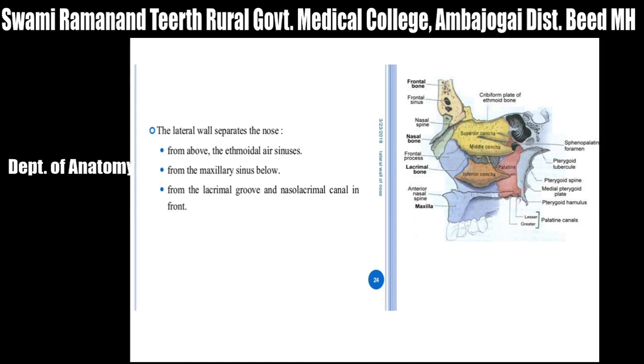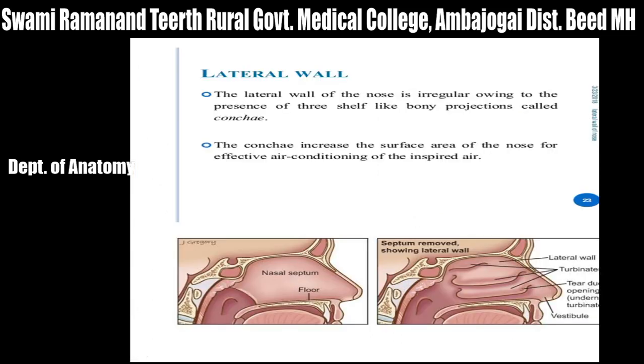Then next is the lateral wall which separates the nose above from the ethmoidal air sinus, below from the maxillary sinus, and lacrimal groove from the lateral side. So these are the structures separated from the nasal cavity by the lateral wall. Above it separates the ethmoidal air sinus, below it separates the maxillary sinus, and medially there is a lacrimal groove and nasolacrimal canal in front.